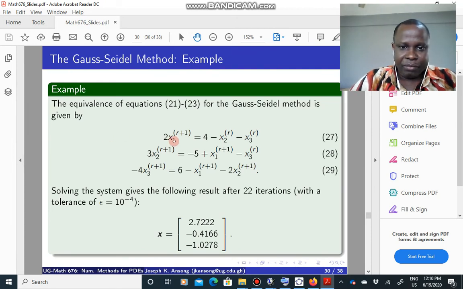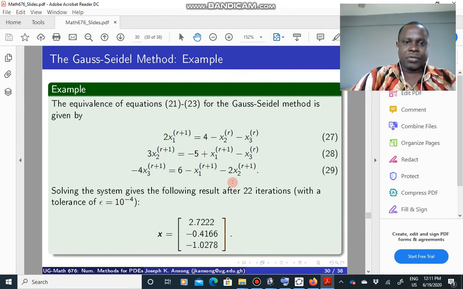And so you have the same equations, but as we said before, so now if you go back to equations 21 to 23, what you find is that now instead of x1 at r, right, we are replacing it with x1 at r plus 1, because we have just computed it in the first equation here. And then this remains the same. When we move to the last equation, x1 is replaced with x1 at r plus 1, x2 is also replaced with x2 at r plus 1, because we know them. And then you solve it in that order.